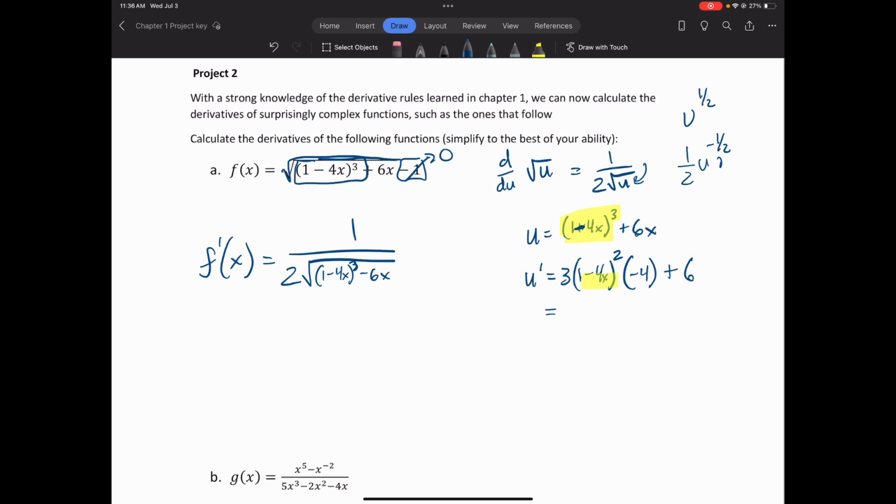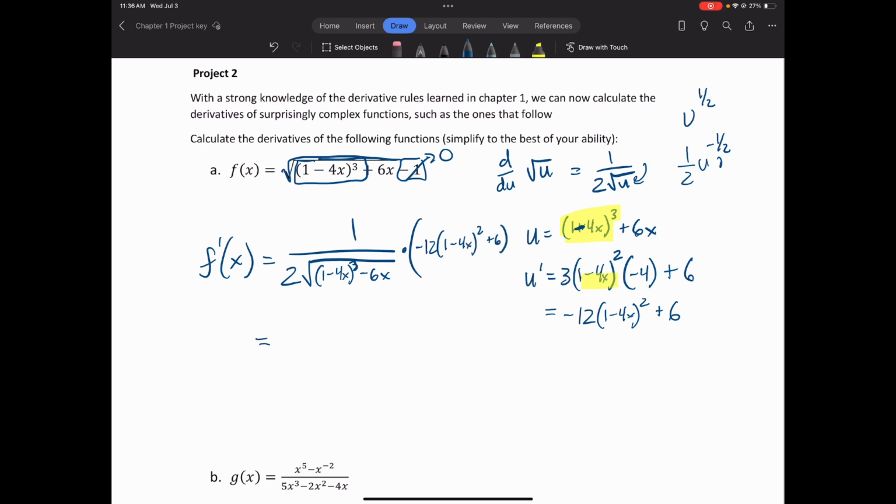So when I simplify that, I get negative 12 times 1 minus 4x squared plus 6. Man, I keep wanting to put a plus. And that is all multiplied here on the outside. And where is it going to end up? It's going to end up in the numerator.